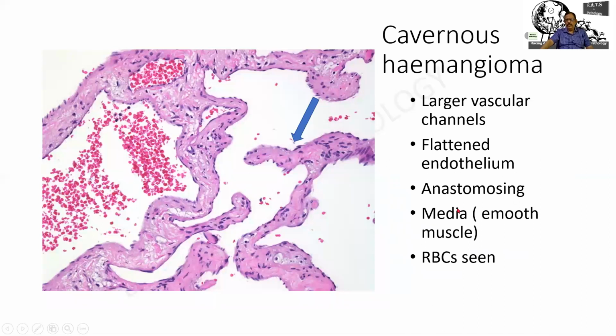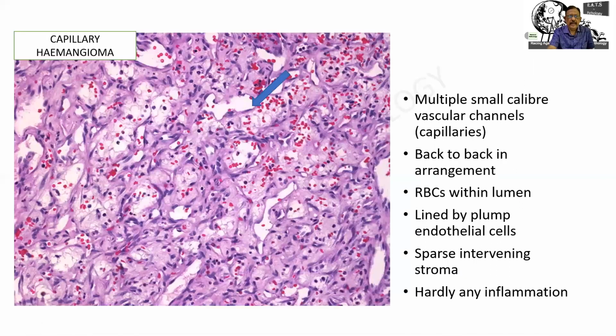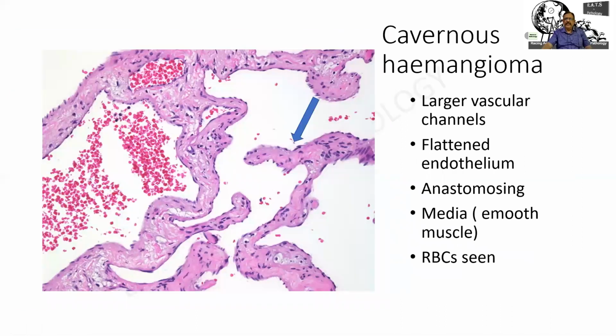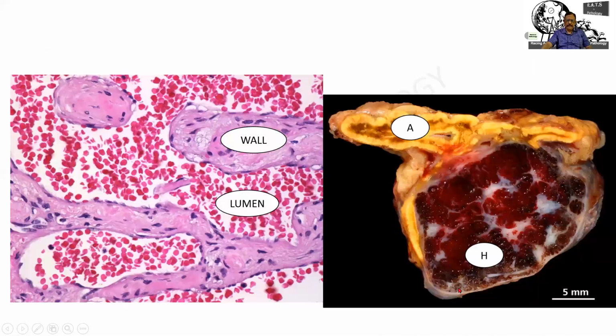On the contrary, you find a cavernous hemangioma. Compare this with this. These are larger vascular channels. Sometimes you find that they are all interconnected. They are lined by flattened endothelium. Look at the arrow over here. This is a flattened endothelium I am seeing. There can be anastomosing channels. But more important is I am seeing a media or the smooth muscle. Look at this one. It is a media or a smooth muscle which is not seen in a capillary. And as said earlier, RBCs will be seen within the lumen. These are the points in favor of your diagnosis.